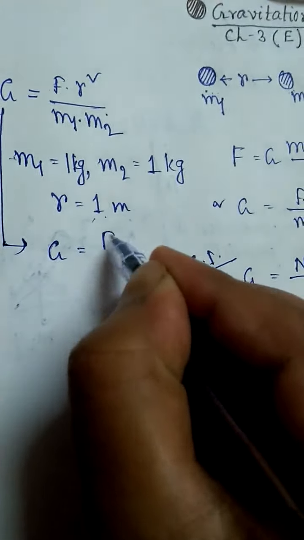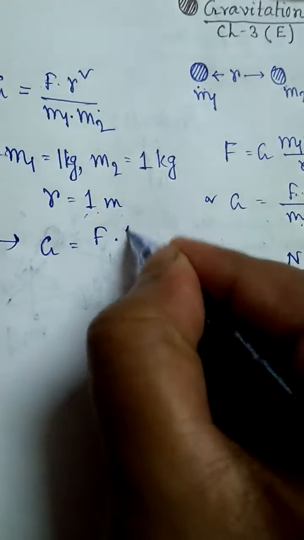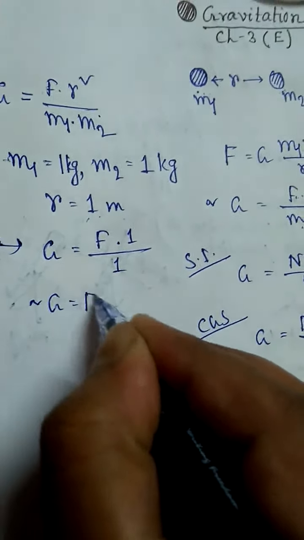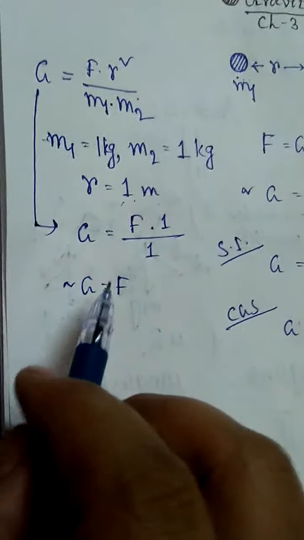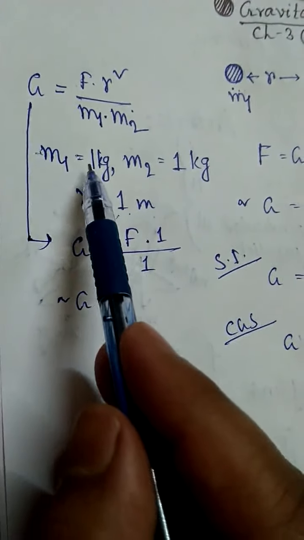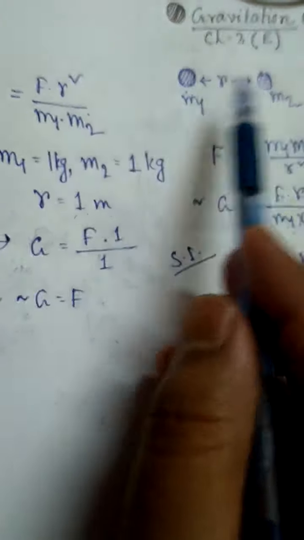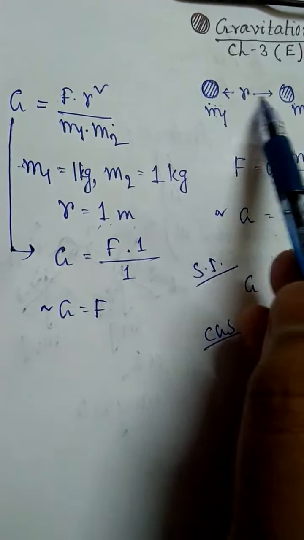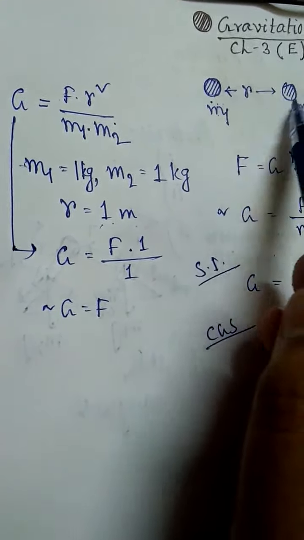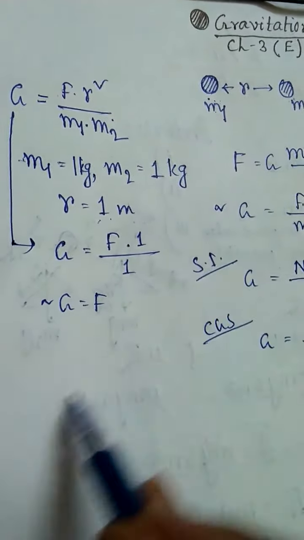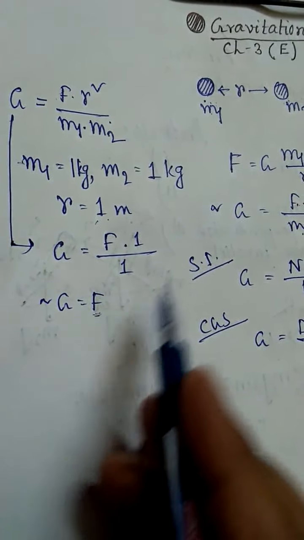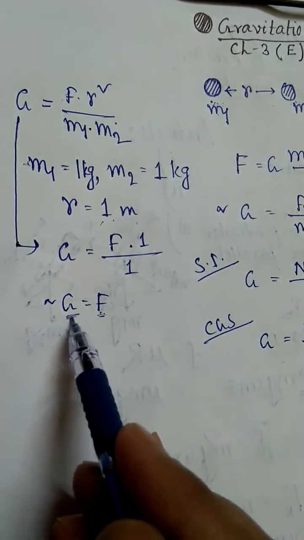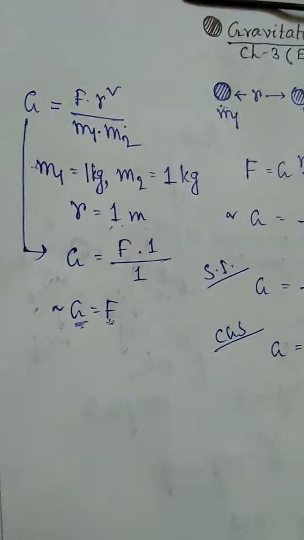G equal to F into 1 square by 1 square, that means G equals F. So how are we defining it? If two masses of 1 kg are separated by a distance of 1 meter, then the force acting between these two masses is known as the gravitational constant G.